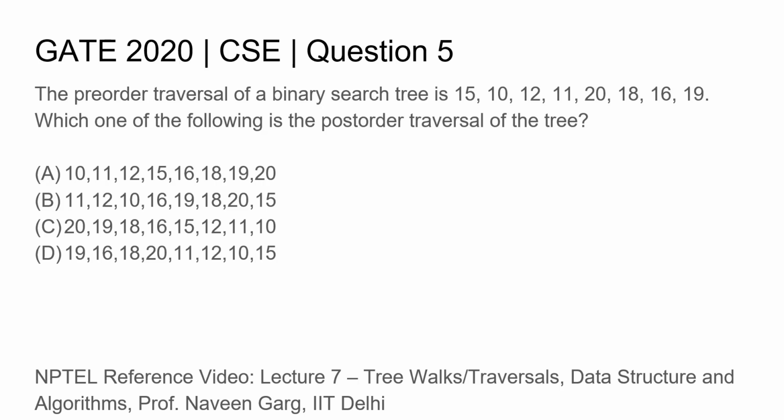So hello all. Today we'll look at a question given in GATE 2020. It says the pre-order traversal of a binary search tree is 15, 10, 12, 11, 20, 18, 16, 19. Which one of the following is the post-order traversal of the tree?